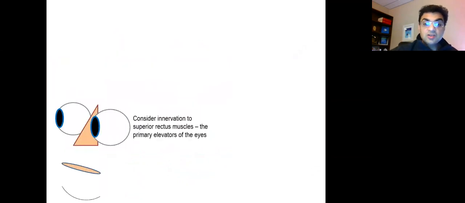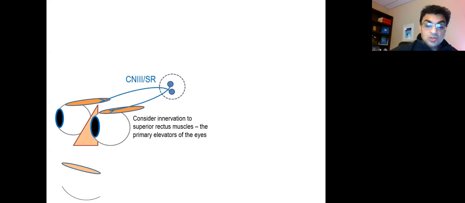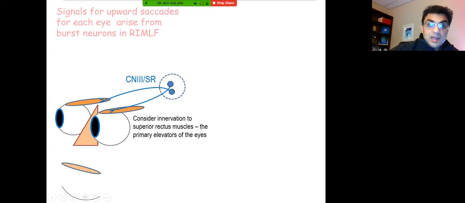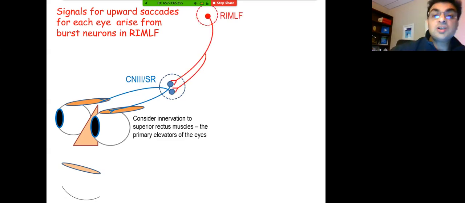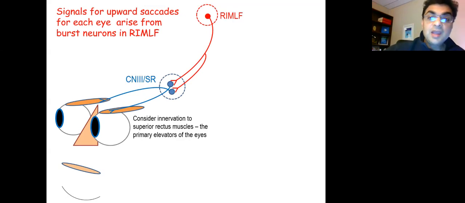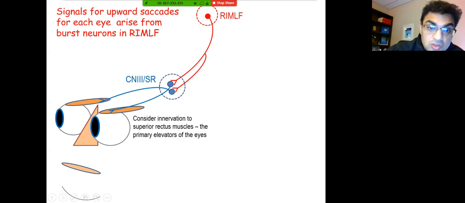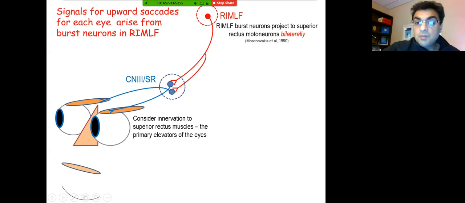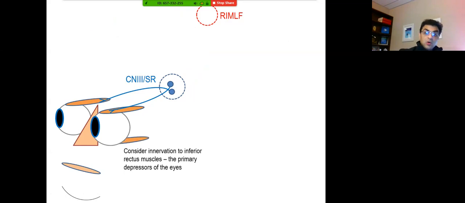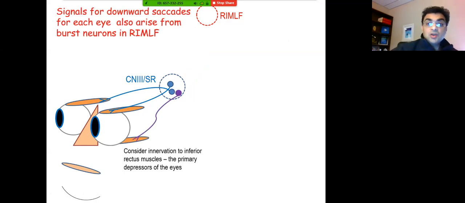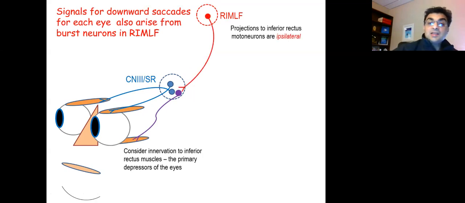Your innervation to the superior rectus, which is a primary elevator of the eyes, gets input from cranial nerve third, and it gets two parallel inputs like this. Signals for upward saccade for each eye come from an area called rostral interstitial medial longitudinal fasciculus, RIMLF, and that gives a parallel input to two sides of the innervating neurons. Basically these burst neurons send bilateral input to the motor neurons. And for inferior rectus, for the lower, it also gets signal from the RIMLF, but that is ipsilateral.